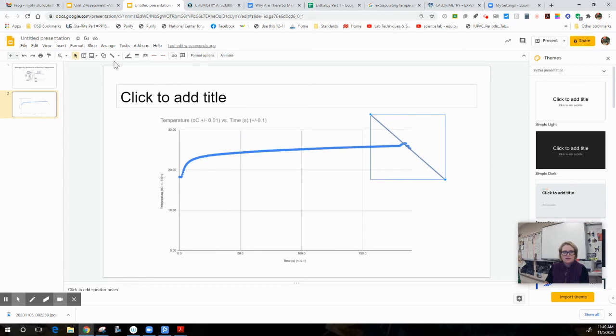And the other line that I would draw would be here like this, where the initial temperature would be.